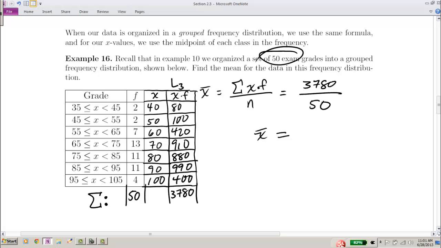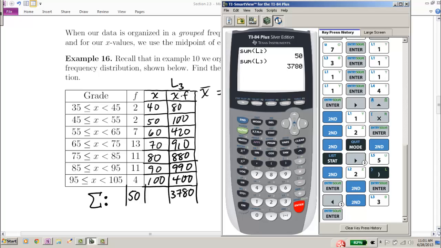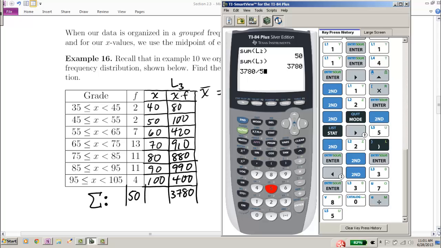So our mean, 3,780 divided by 50, is 75.6.